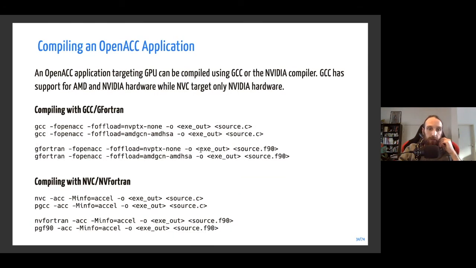For OpenACC, the keyword to activate it with the GCC compiler is -fopenacc. And again, you use exactly the same option to specify the target hardware, using the -foffload option. And if you use the PGI or NVIDIA compiler, you use nvc or pgcc, and the option to have access to OpenACC is -acc.